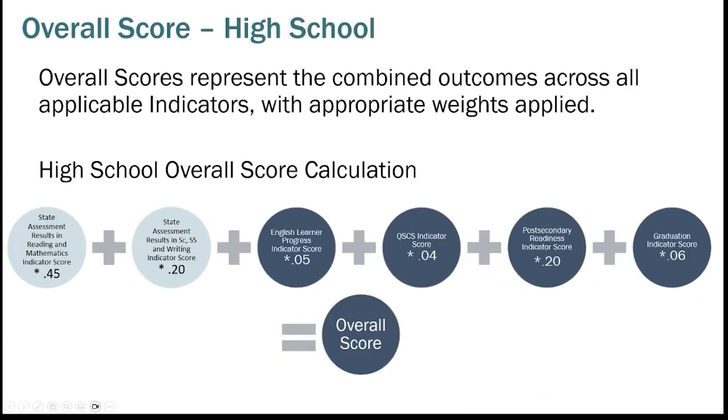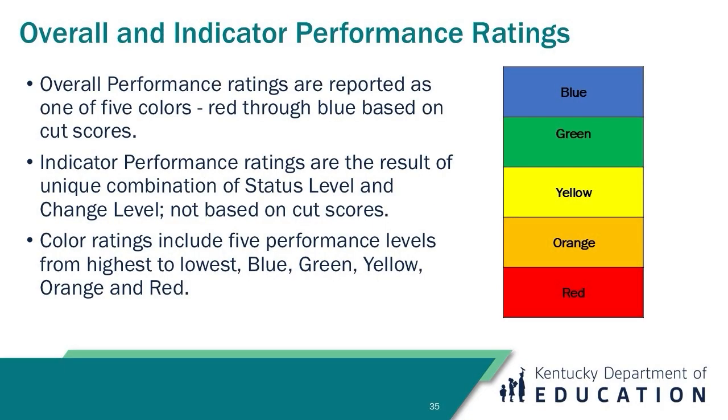And finally, for the high school calculation, you will use the weighted indicator scores for reading and mathematics, science, social studies, and combined writing, EL progress, quality of school climate and safety, post-secondary readiness, and the graduation indicator to determine the overall score. The overall performance rating combines performance on the state indicators for elementary, middle, and high schools. These ratings will be communicated using a color rating system where blue represents the highest rating and red represents the lowest rating. The 5 performance levels from highest to lowest are blue, green, yellow, orange, and red.